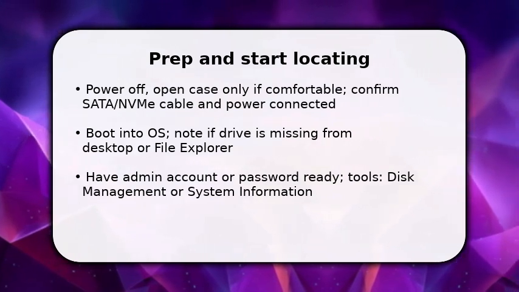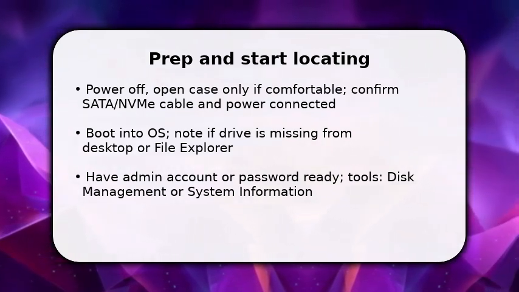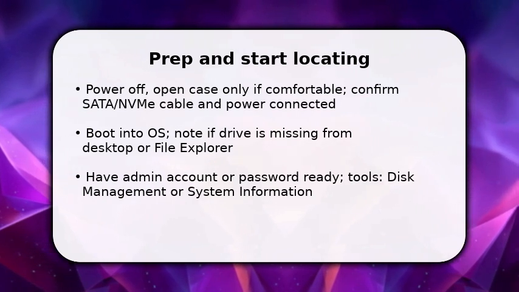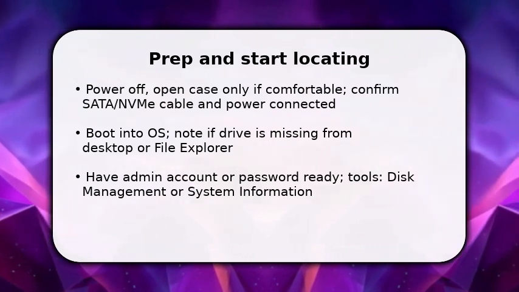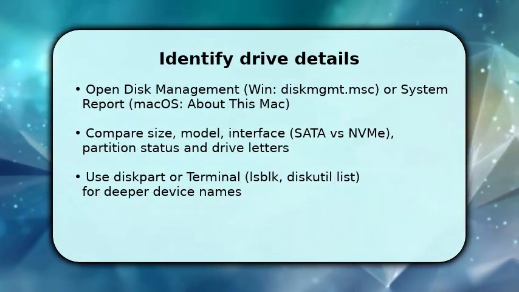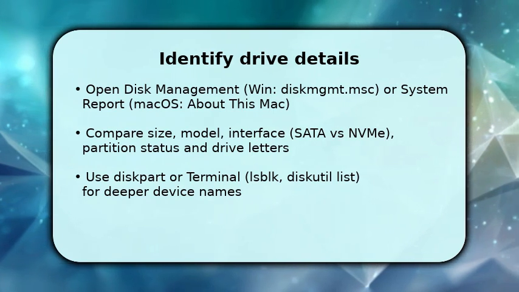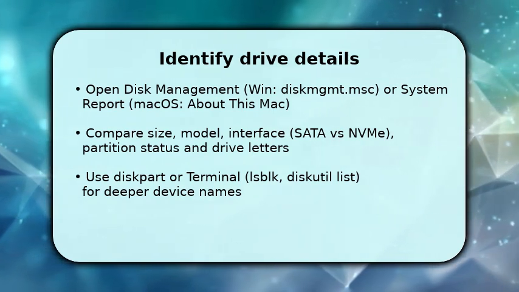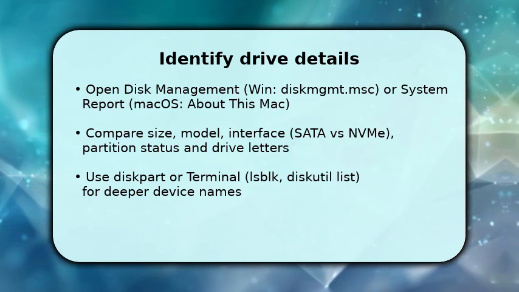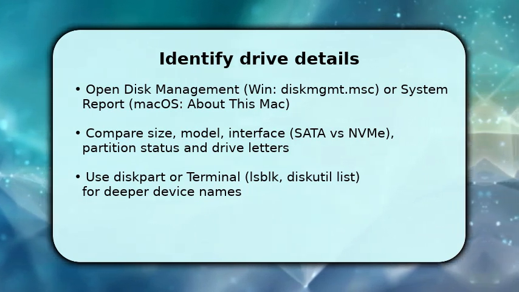Don't waste time opening apps yet. Go straight to the system utilities to see the drive's reported presence and basic details. You'll now drill into specifics to tell an SSD from other storage. On Windows, open Disk Management, look for an unallocated disk, its size, model, and whether it has a drive letter.